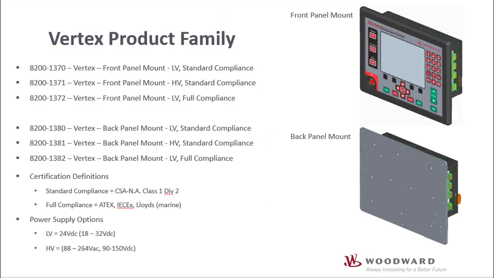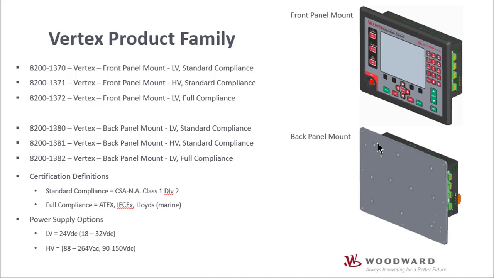Okay, so now that we know a little bit about the control loops that exist within the Vertex and some of the applications that it can be applied to, let's take a look at the Vertex product family. There's two versions of the Vertex. There is a front panel mount, which contains the fully integrated 8-inch display with the HMI, and then there's a back panel mount version that does not contain an HMI.